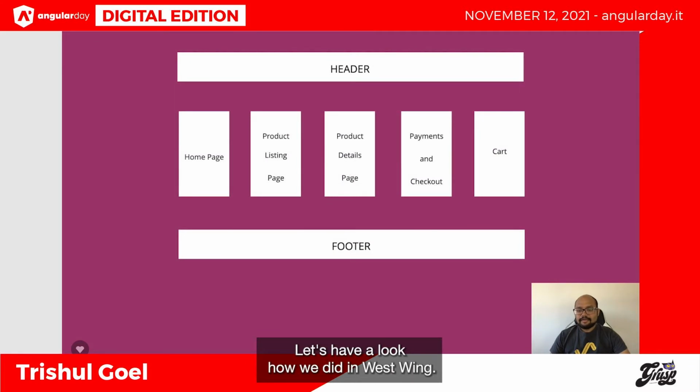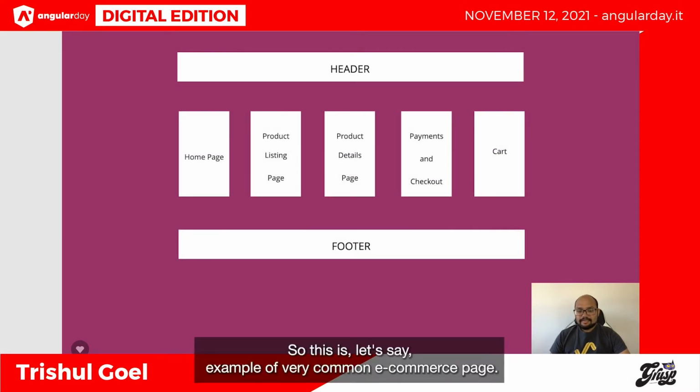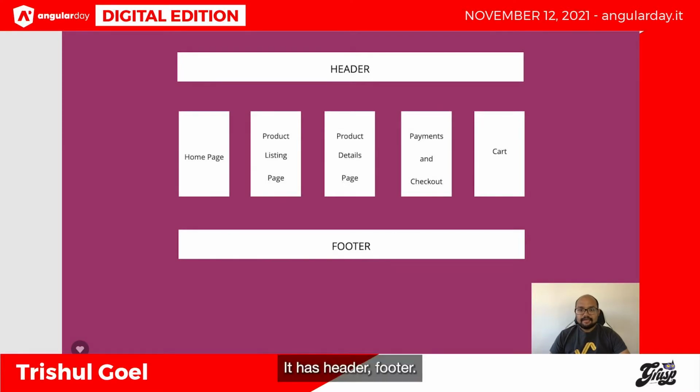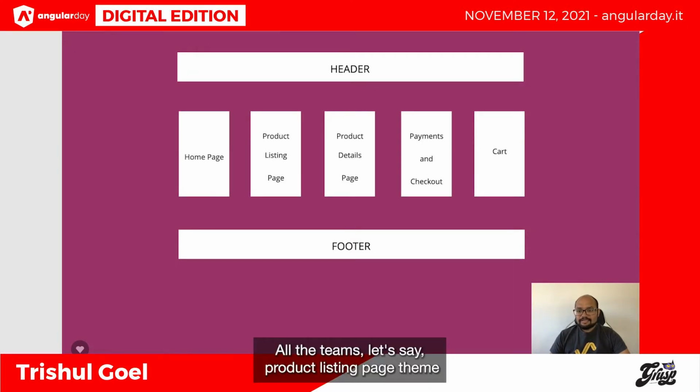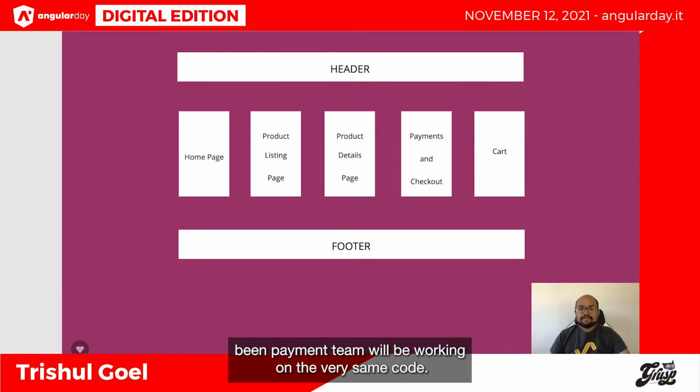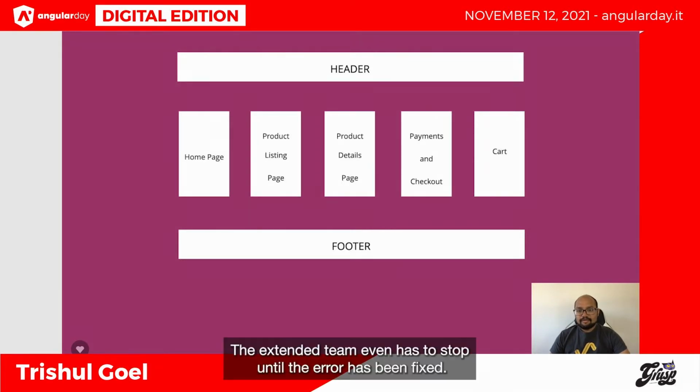Let's have a look at how we did it in Westwing. So this is, let's say, an example of a very common e-commerce page. It has a header, a footer, and some pages like home page, product listing page, product detail page, payment page, checkout page, cart page, and so on. So in a monolithic world, all this code will be in a single place. All the teams, let's say the product listing page team, cart team, payment team, will be working on the very same code. So anything which has to be deployed has to make sure that all the code is working the way we want. If anyone breaks anything, the whole team has to stop. The extended team even has to stop until the error has been fixed.